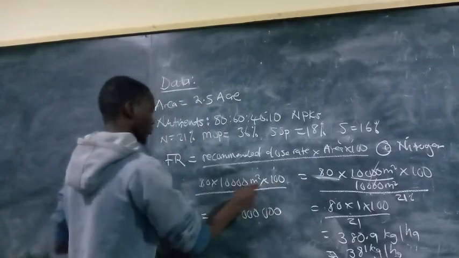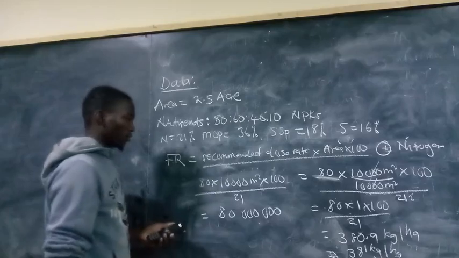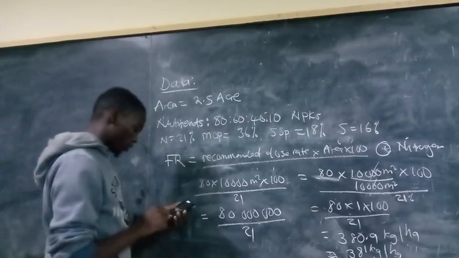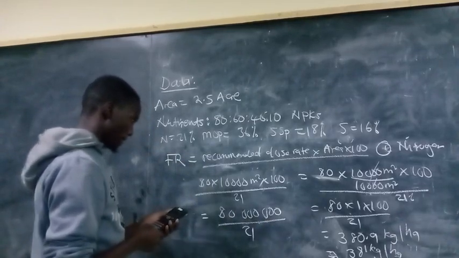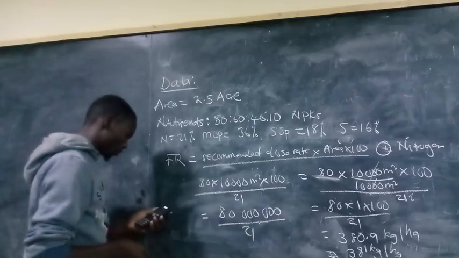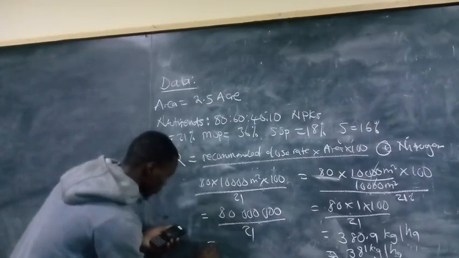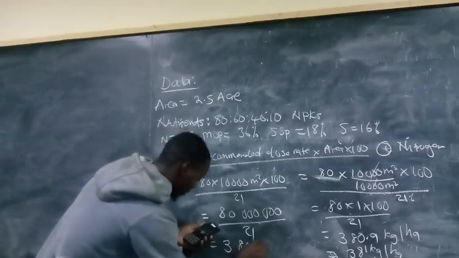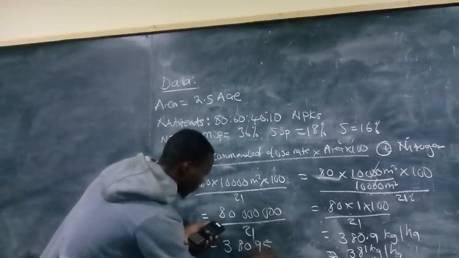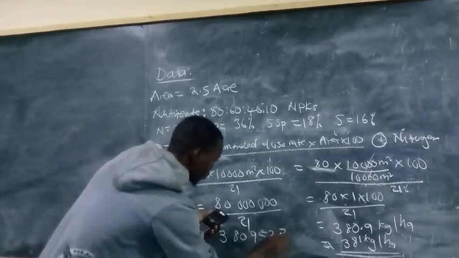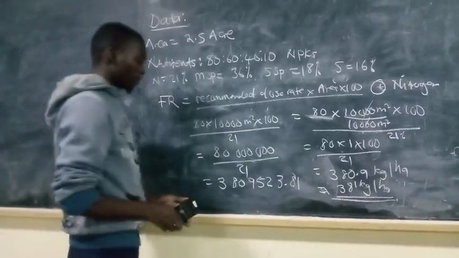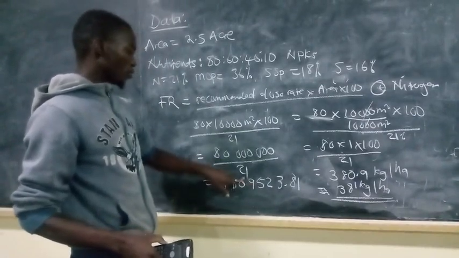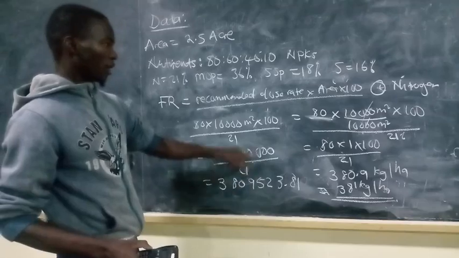Like this. 1, 2, 3, 4, 5, 6. Okay, so you divide this by 21. You're going to get this number, which is 380,952.381. So you're seeing that you get a bigger number, but when you reach here, we have to respect that we are calculating this per hectare.